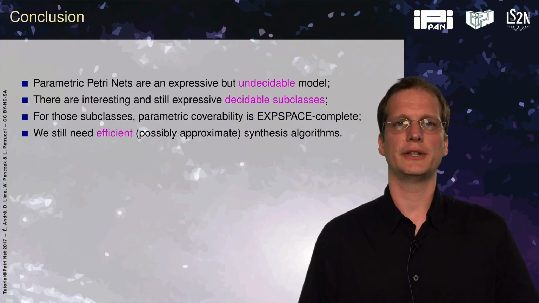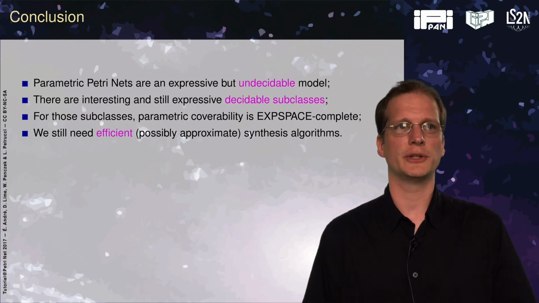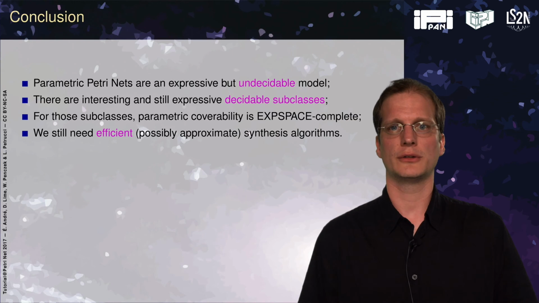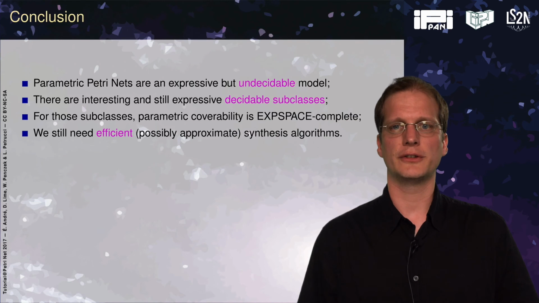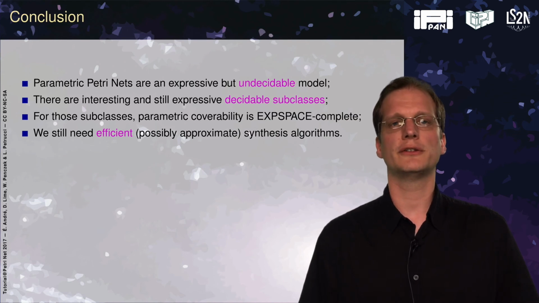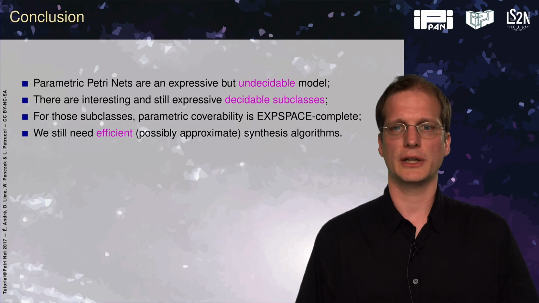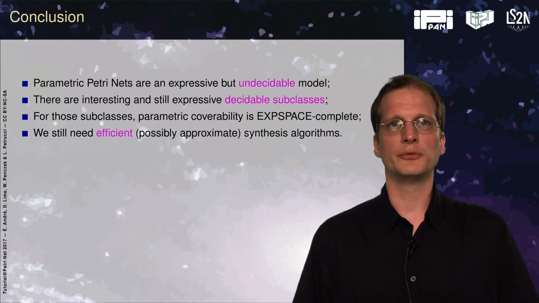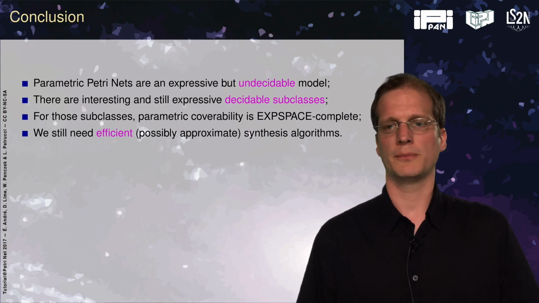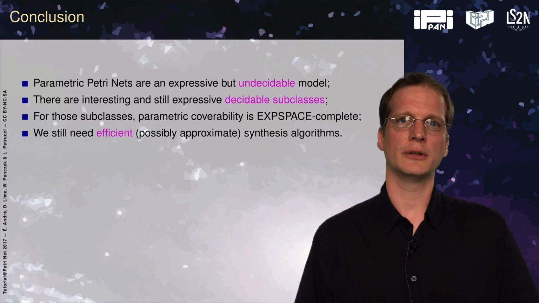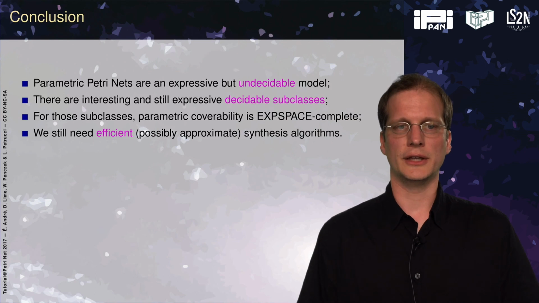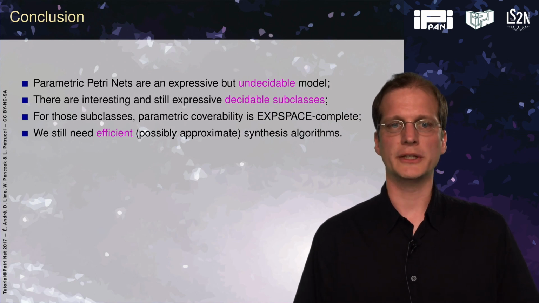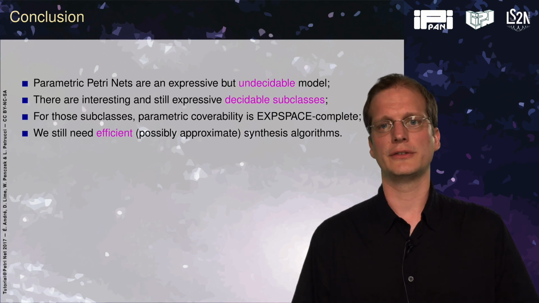So as a conclusion, we have here a class of parametric Petri nets which is expressive and quite interesting in terms of modeling power, but of course it's undecidable in general. But still we can define meaningful subclasses for which it's decidable. And for these subclasses, we can prove that parametric coverability, be it existential or universal, is actually space complete. So then the main remaining work would be to find efficient synthesis algorithms.